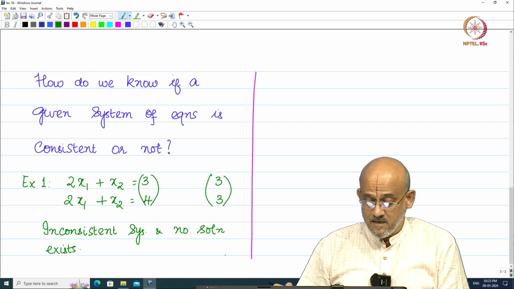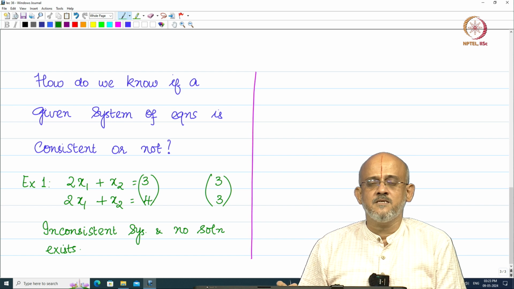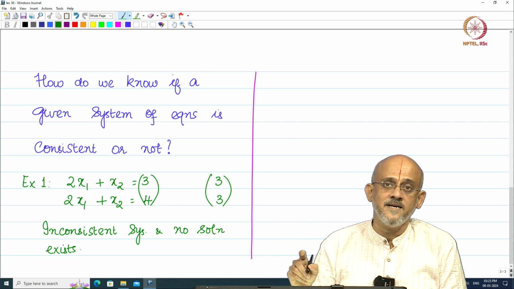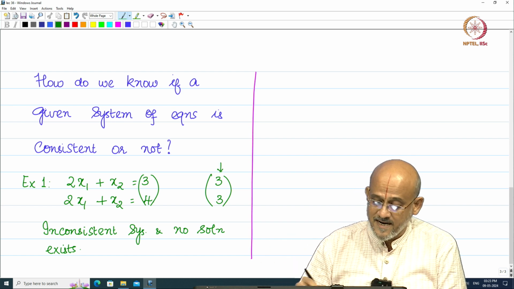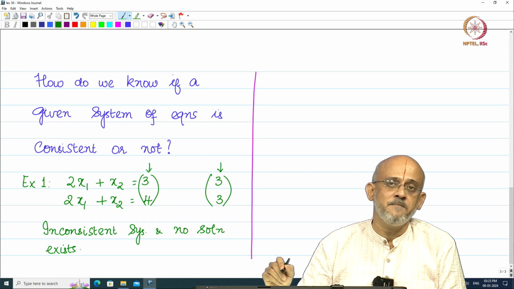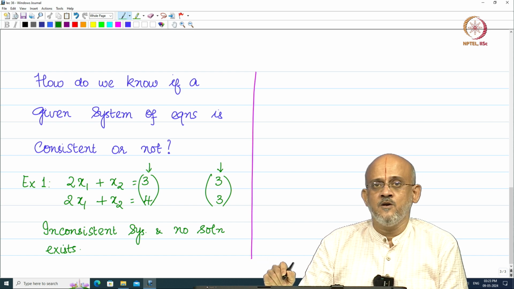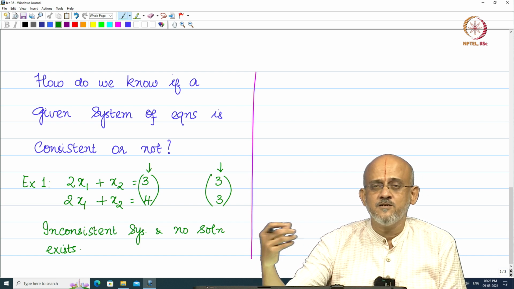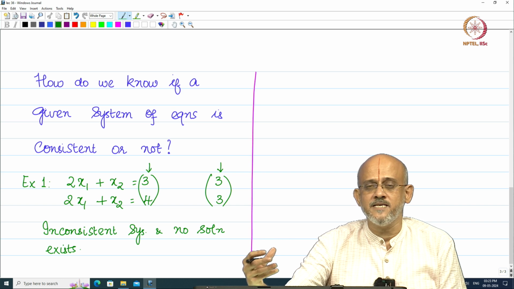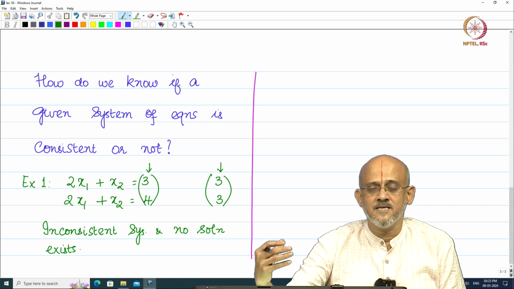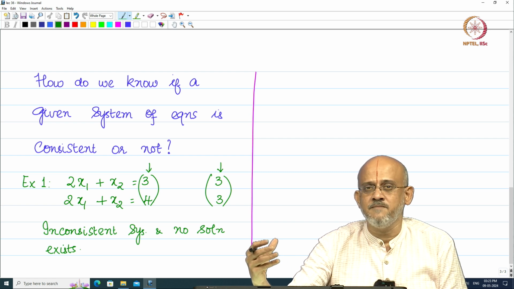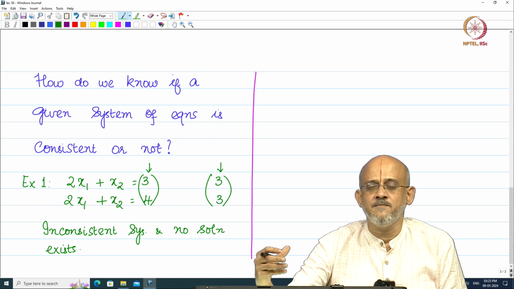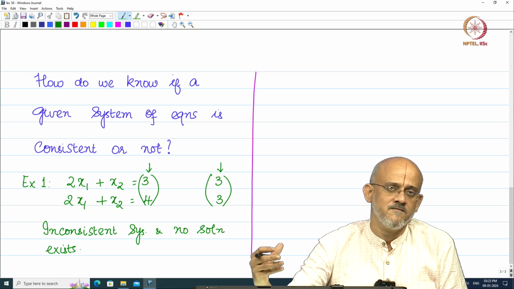Therefore, whether a system of equations is consistent or not depends on what the right hand side is, that means what the B vector is. So the question is what condition should B satisfy such that the system Ax equal to B is consistent. In other words, what should be the conditions on B, so that you can write B as a linear combination of the columns of A.